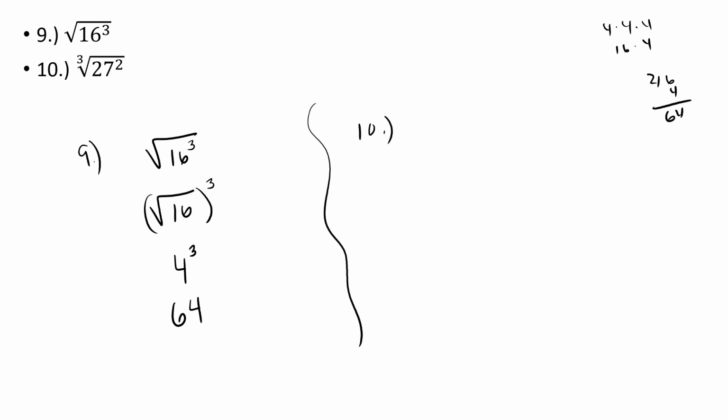Next one, we have the cube root of 27 squared. Well, I do not know 27 squared. And even if I did, I would not know how to take the cube root of it without a calculator. And so we're going to use the same little trick here. We're going to move that squared to the outside. Now, the cube root of 27, I actually do know. That is 3, because 3 times 3 times 3 does give you 27. And then now it's just 3 squared, which is 9.